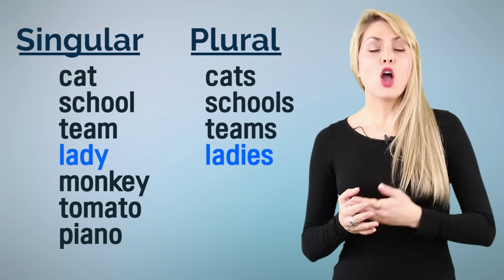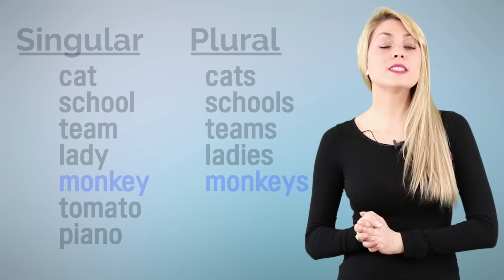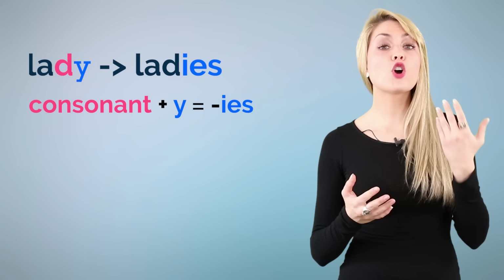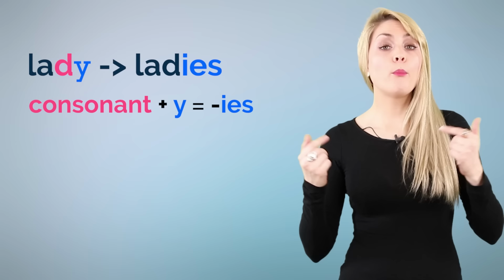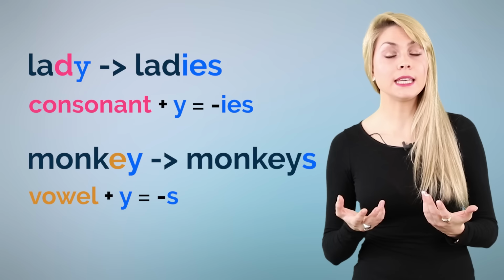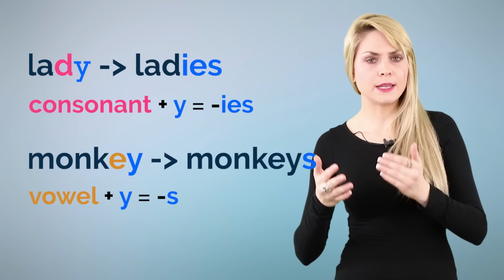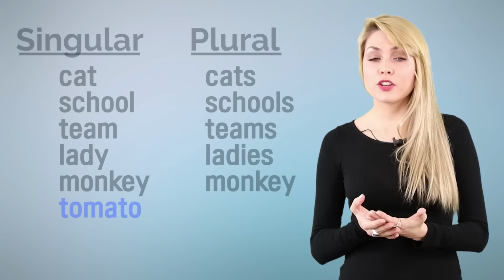But two different rules. As you can see, lady is consonant Y. Now, when you have consonant Y in an English word, the plural will be I-E-S. Lady, ladies. But when you have vowel Y, like monkey, it just becomes monkeys. You simply add an S. Monkey becomes monkeys. Tomato becomes tomatoes. Piano, pianos. Again, two different rules.